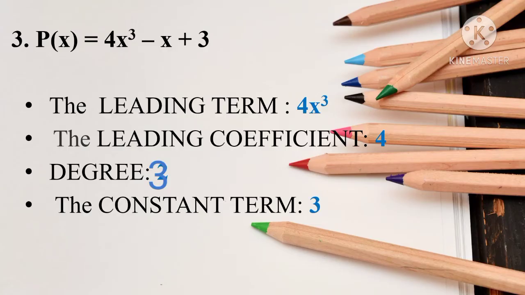Let's reveal the answer. Check it out. The leading term is 4x cubed. We have the leading coefficient is 4. The degree is 3. And the constant term is also 3.